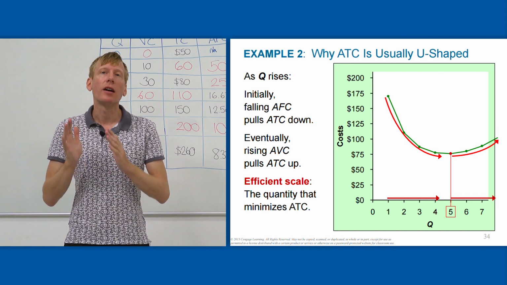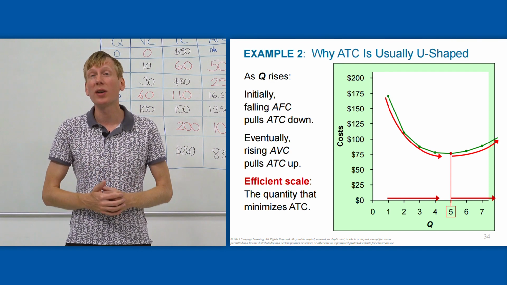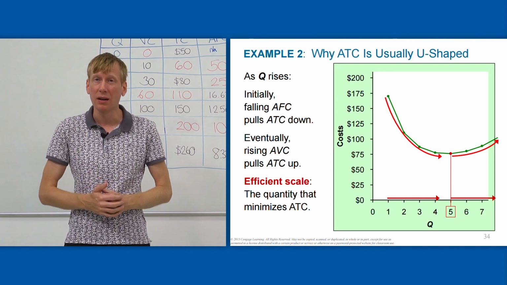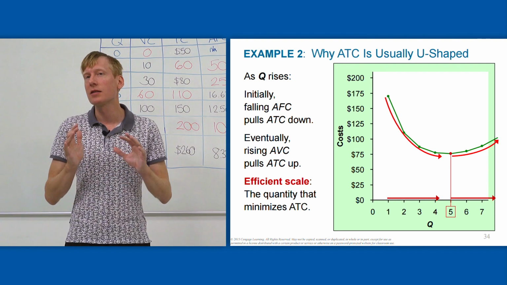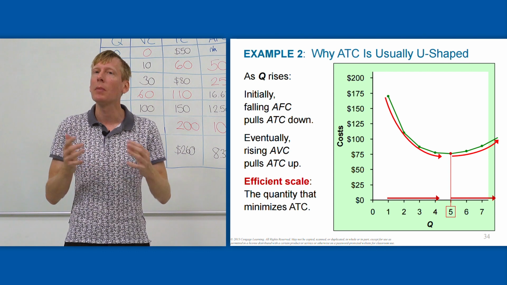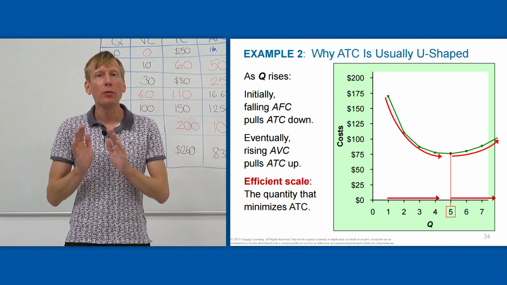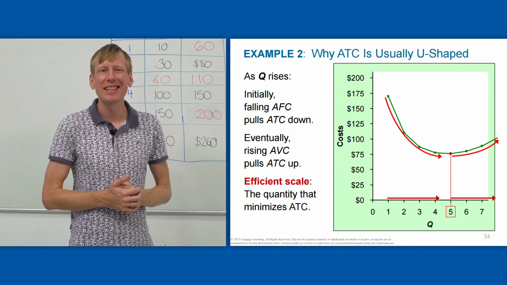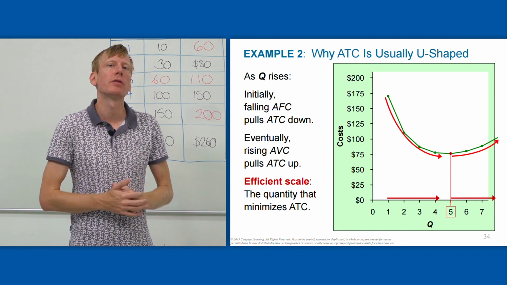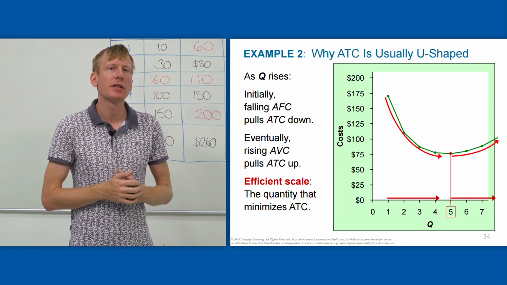Certain decisions are critically dependent on average total cost. Certain decisions are critically dependent on average variable cost. Certain decisions are critically dependent on marginal cost. And certain outcomes that we can say about markets, whether they are or are not desirable, are related to the efficient scale.